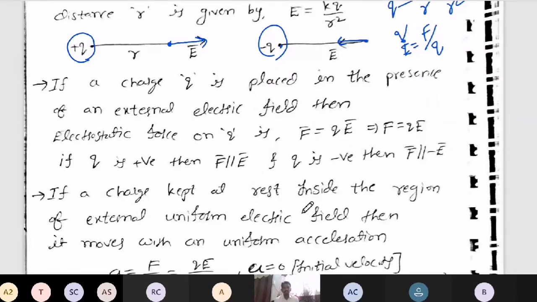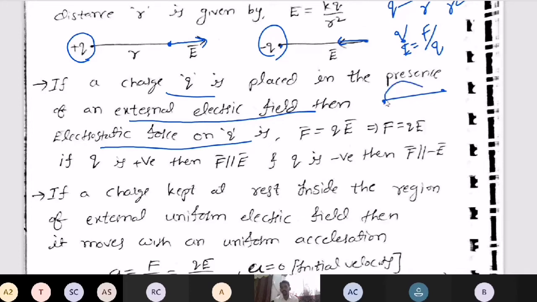Now, suppose you take one charge and place it in the presence of an external electric field, then what does the charge experience? If the charge is in the presence of an external field, then only it can experience force. That's why when two charges are separated, one will produce a field on the other, and the other will produce a field on the first one, so that the first one is in the presence of the field due to the second one.